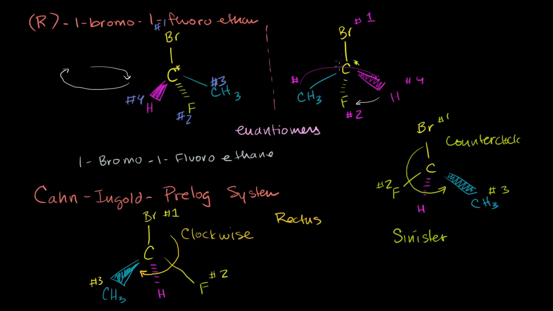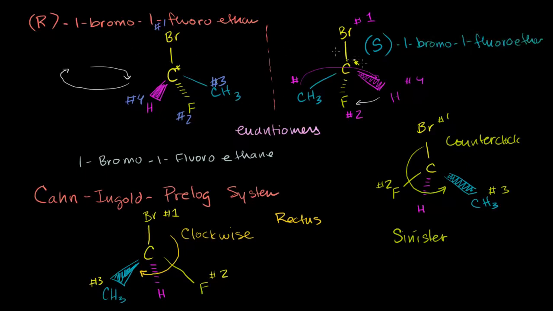So we would call this enantiomer of 1-bromo-1-fluoroethane S. S for sinister, or for left, or for counterclockwise. S-1-bromo-1-fluoroethane. So now we can differentiate the names.